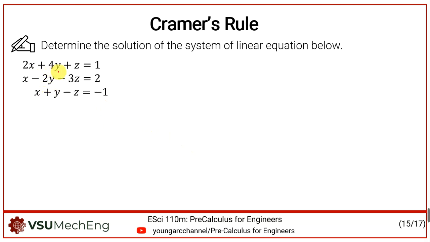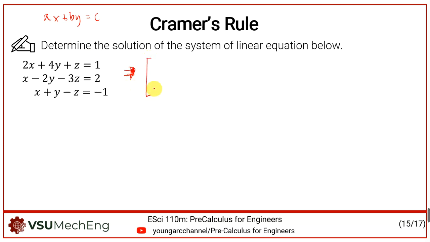We have 2x plus 4y plus z equals 1, x minus 2y minus 3z is equal to 2, and x plus y minus z is equal to negative 1. Since the given system of linear equations is already of the form ax plus by equals the constant, wherein all the constants are already on the right side, proceed directly to the creation of the augmented matrix.